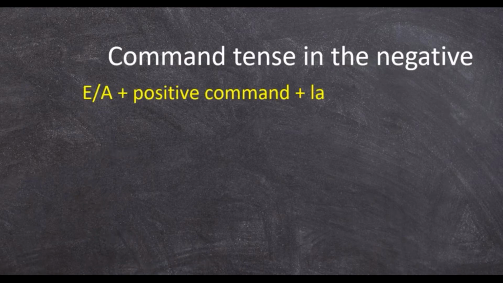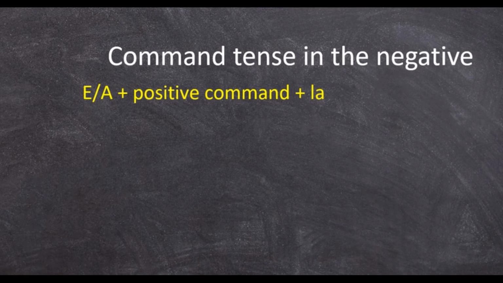Okay? Command tense. Make the command into negative. Make it positive first, and then add a letter before and la after. The letter you add before, you need to choose A or R based on vowel harmony, which we have also done. If you look at the previous verb videos, you will see vowel harmony. A or R plus the positive command plus la, you get a negative command.